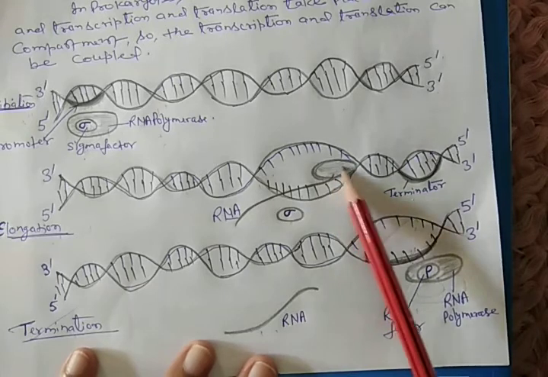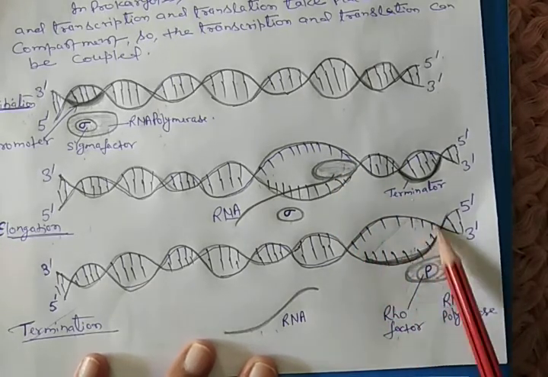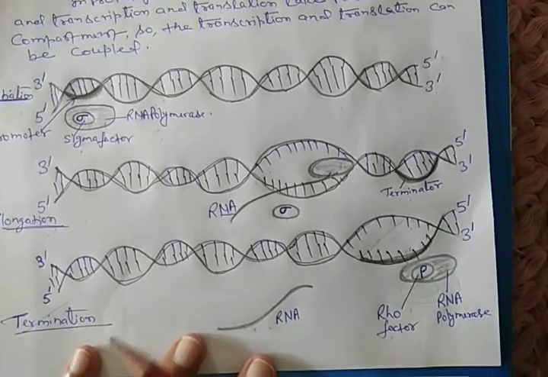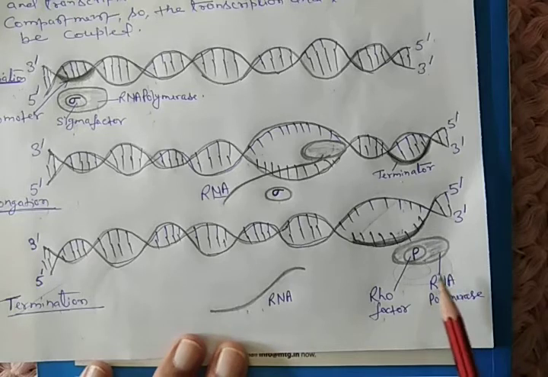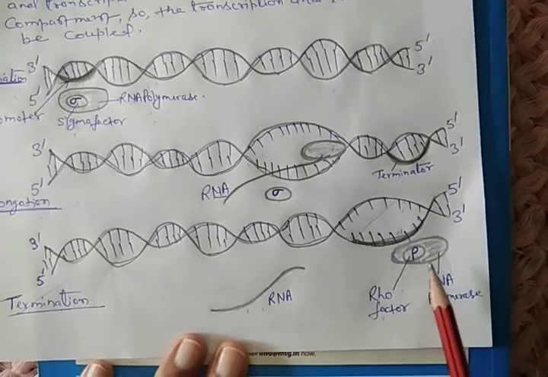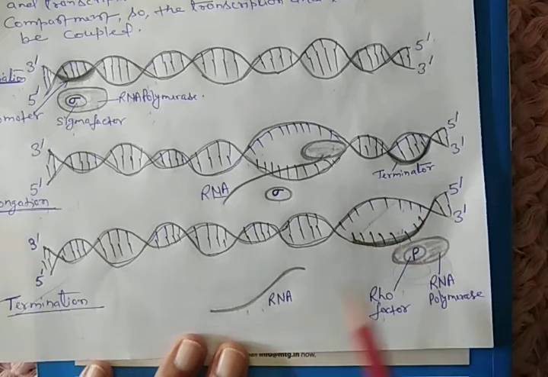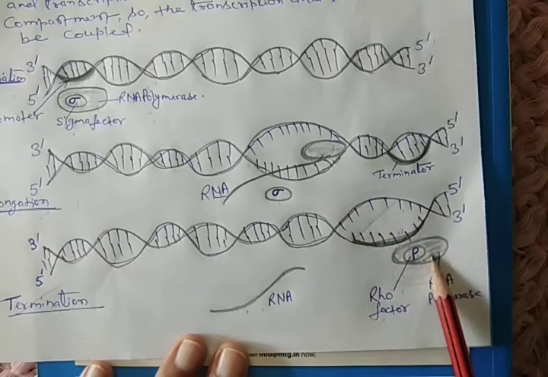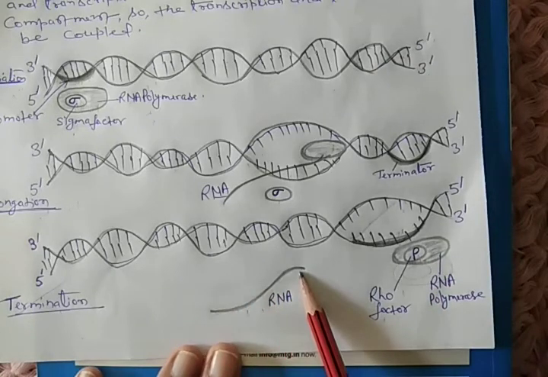Now when this RNA polymerase reaches the terminator region, suppose this is the terminator region, another factor called the Rho factor comes in. The Rho factor associates with the terminator region and helps in the separation of the RNA polymerase, and when the RNA polymerase is separated, the newly formed RNA strand is also separated.